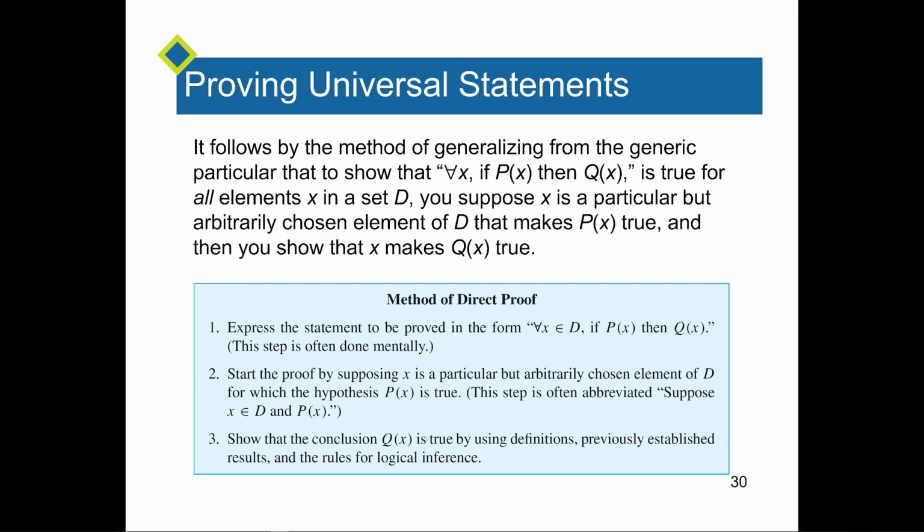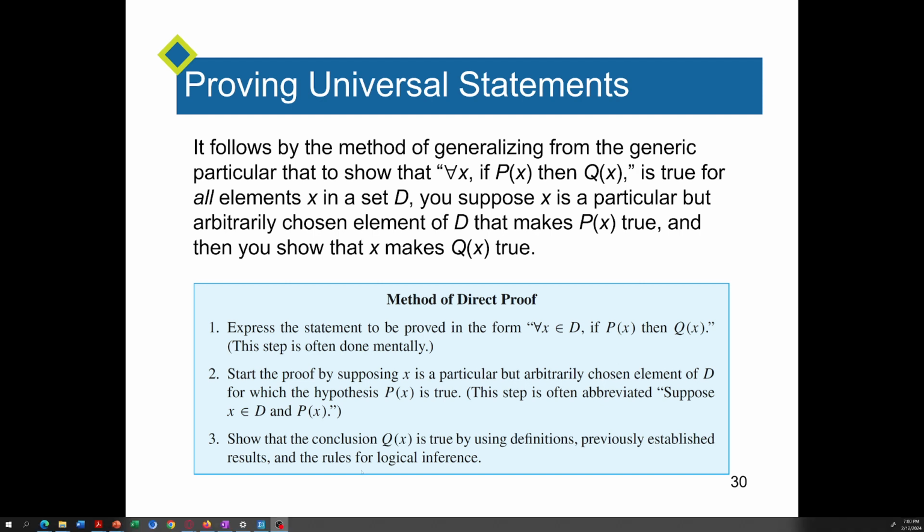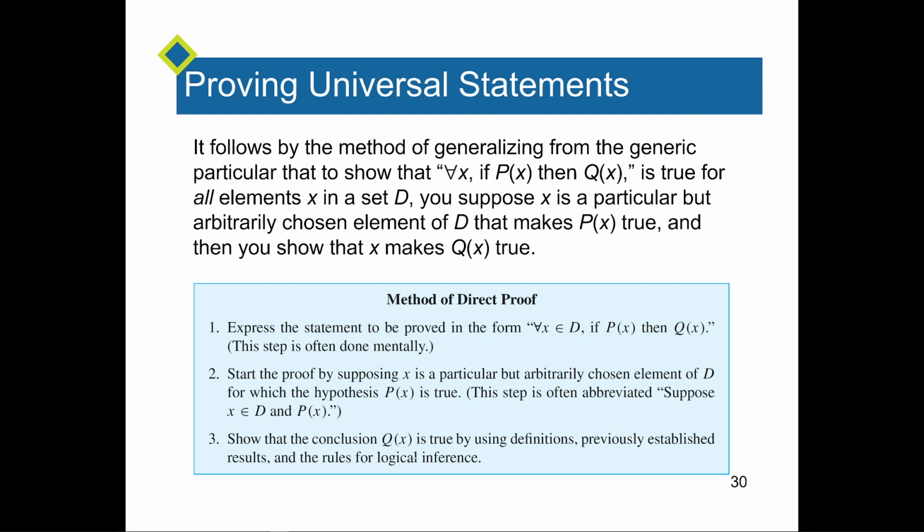And we show the conclusion is true by using definitions, which is what we had to learn at the beginning, which is why I said we have to learn them word for word, previously established results, and the rules of logical inference. This implies that you can have a statement at the beginning, take that statement which you suppose, then recall some definitions and established results that we have. That's why I mentioned things like theorems and corollaries. And then use the rules of logical inference to reach some conclusion.